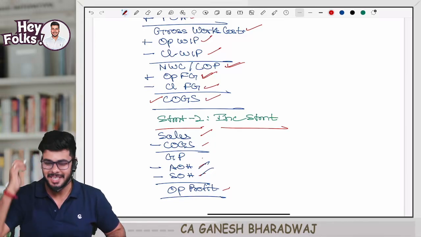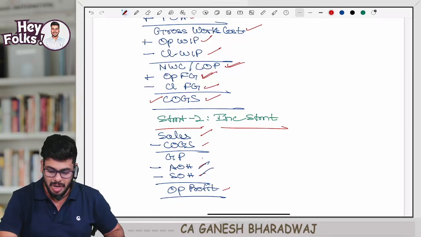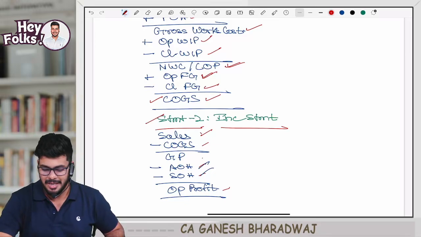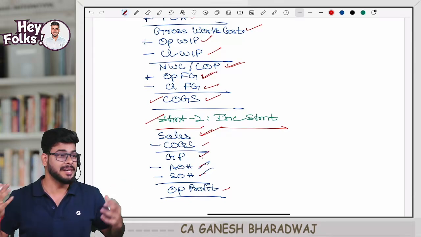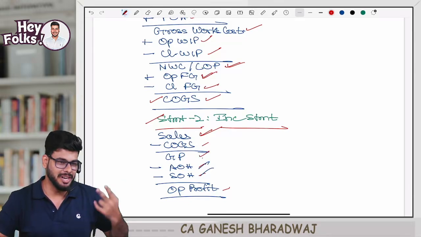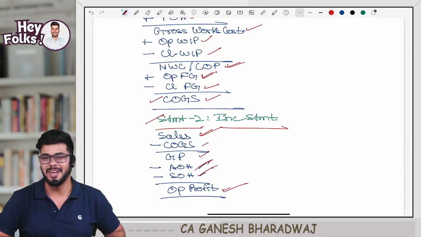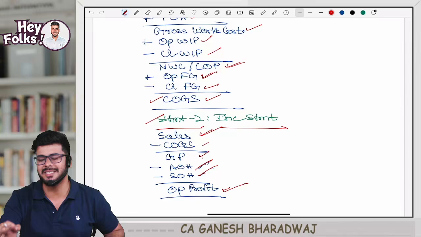Clear with this, guys? Now once you get this, part 2, you go to the income statement. From your income statement, sales minus cost of goods sold gives you your gross profit, trading account item. From that, you reduce the 2 period costs, fully knock off AOH minus SOH, you get your operating profit. As simple as that.